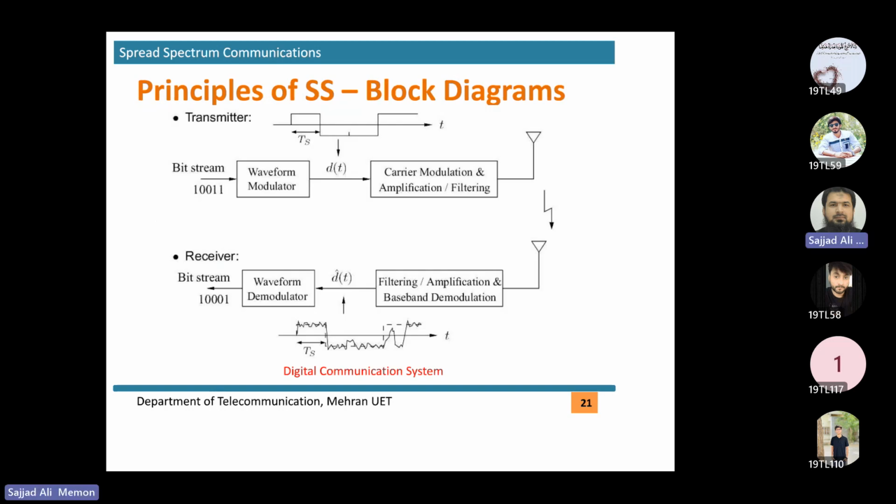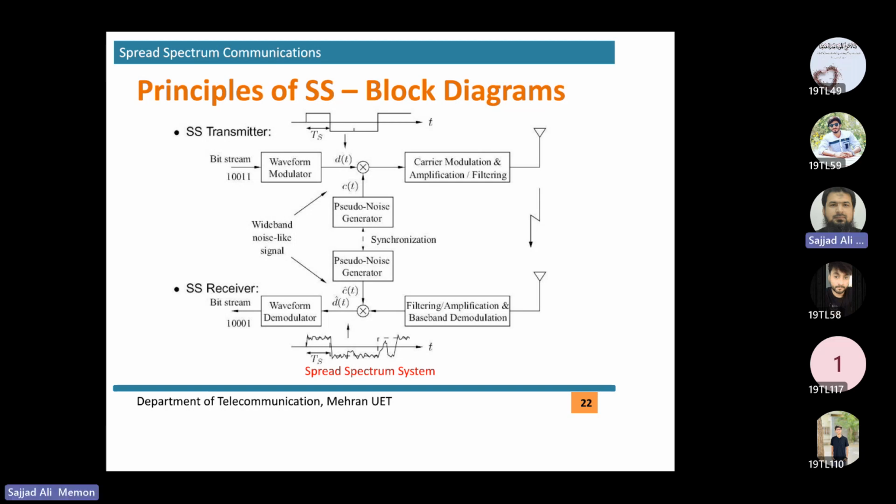Principles of spread spectrum block diagrams: as you can see, we have the transmitter, the data d(t), carrier modulation and amplification, and then we have filtering, amplification, and then the waveform demodulator. So that is a typical digital communication system.